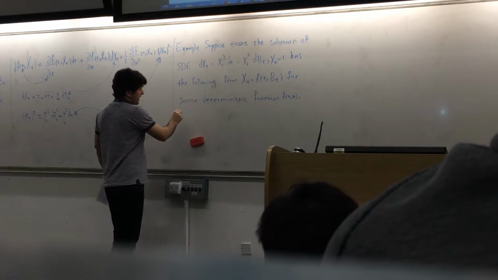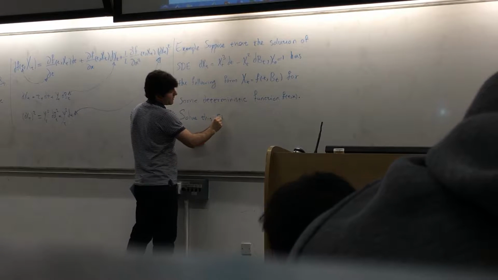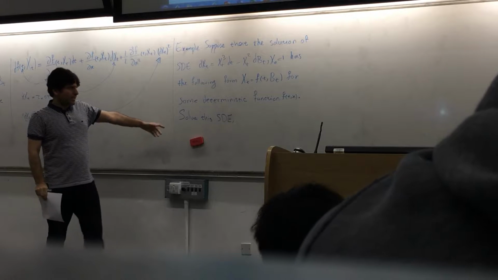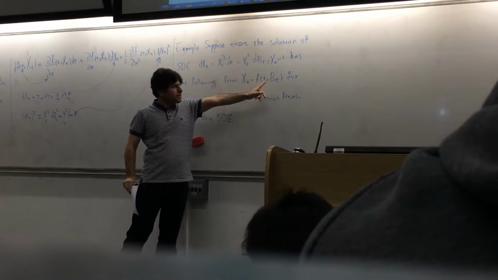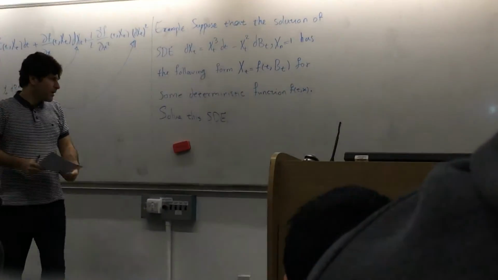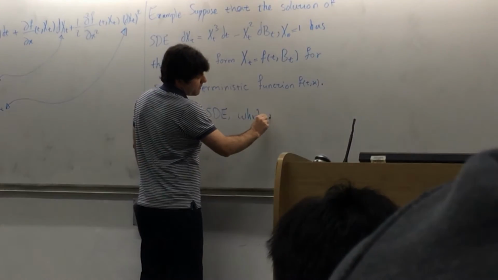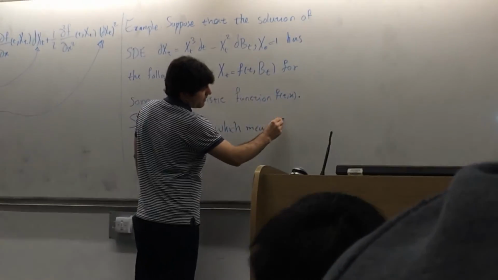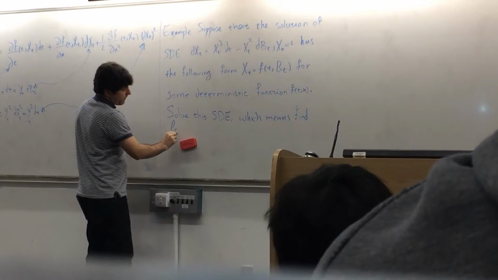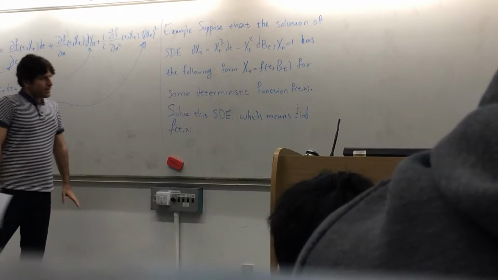Now solve this SDE. Now what does this mean when we say solve this SDE? So here we have a function of t and Bt, which means that find f, basically. Okay? Solve this SDE, which means find f. Find function f of t and x. Okay. So let's read it together.